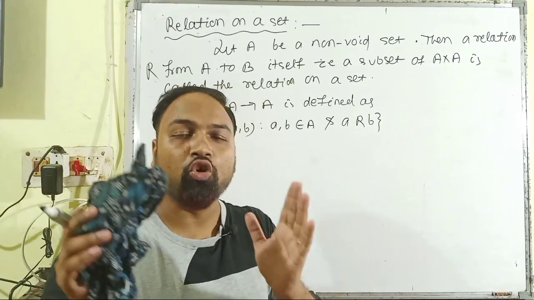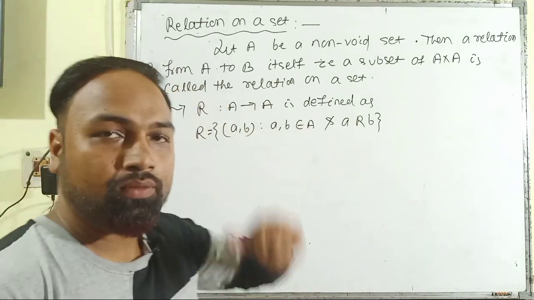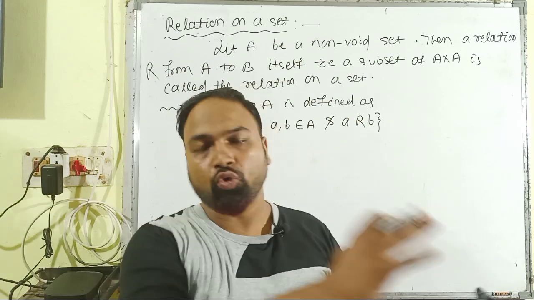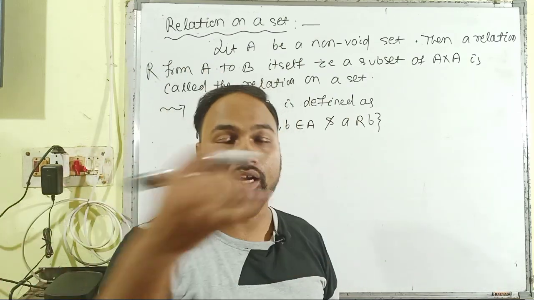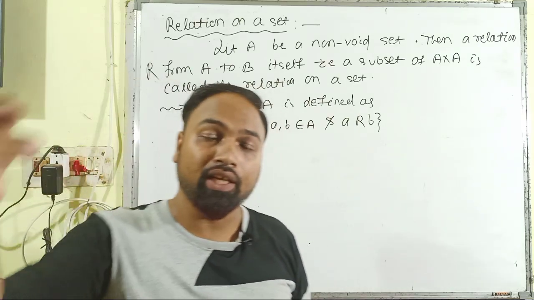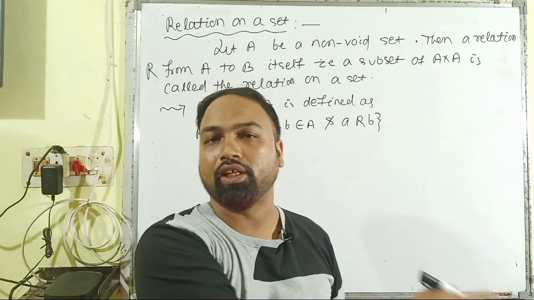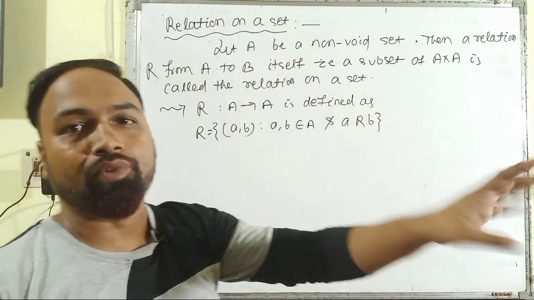Then moving towards the most fundamental part of the relation. Before this, relation on a set, we have just seen the relation that exists between two different sets A and B. But now we are going to discuss the relation present on a set, or relation on a set. So let A be a non-void set, or non-empty set.